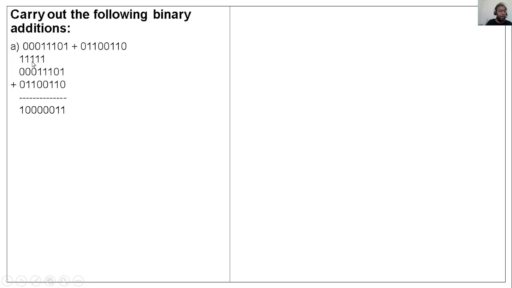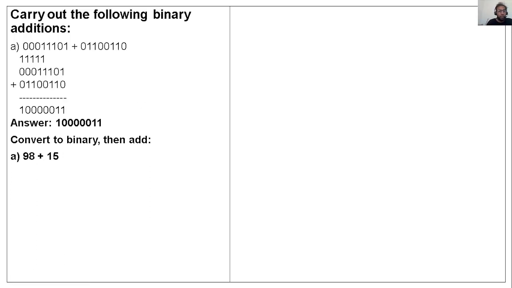Then 1 plus 0 plus 1 again gives 0 and 1 to the carry, 1 plus 0 plus 1 again 0 and 1 to the carry, and 1 plus 0 plus 0 gives us 1. So this is our answer. If you want to check it, you can convert all of these numbers into denary and verify the sum. It is correct.